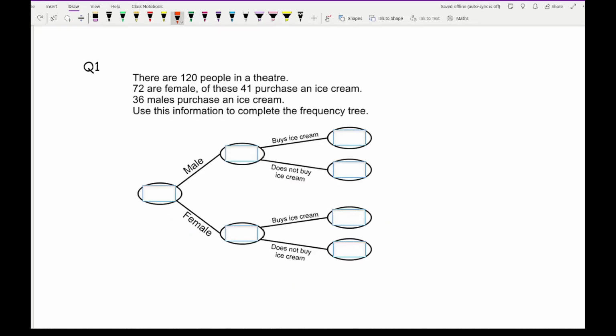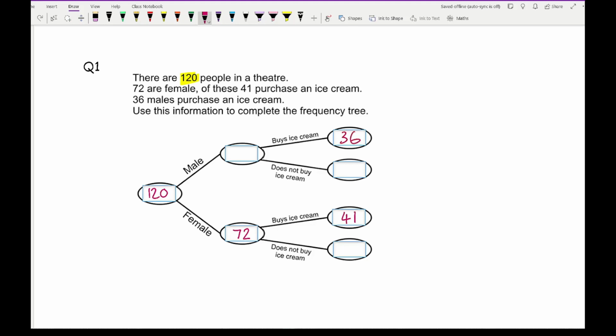So here it says that there are 120 people in a theatre, 72 are female. Of these, 41 purchased an ice cream, and 36 males purchased an ice cream. I'm going to use this information to complete the tree diagram. Now a good place to start is always at the total, which is in this case 120. Now we know that there's 72 females, so this box here is going to be 72, and of these 72, 41 purchased an ice cream, so that's going to be 41. And we also know that 36 males purchased an ice cream.